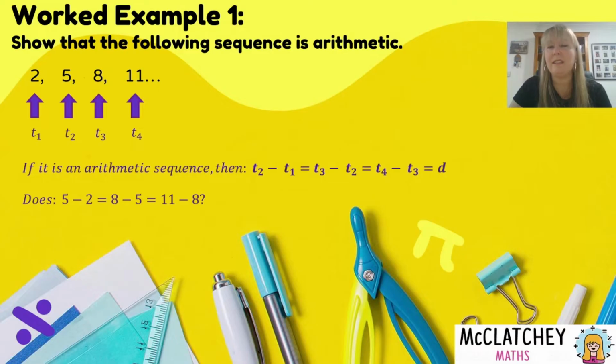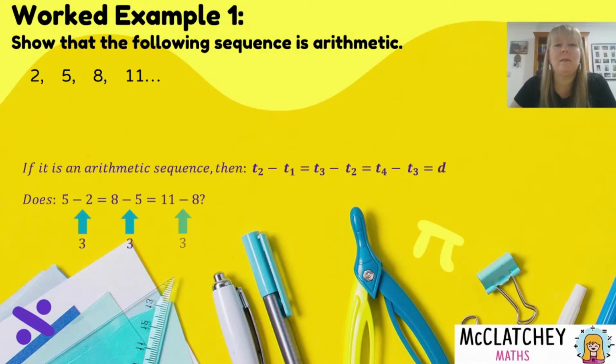Okay, so we now need to ask ourselves, does 5 take away 2 equal 8 take away 5 equal 11 take away 8? Well, we know that it does. We're told it's arithmetic. So we're going to prove that the difference between all of those is 3. And so yes, it is an arithmetic sequence, D equals 3.